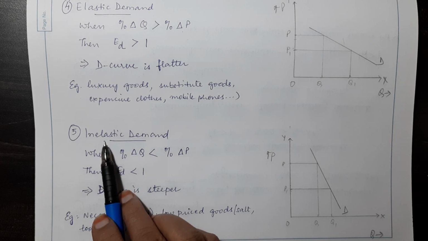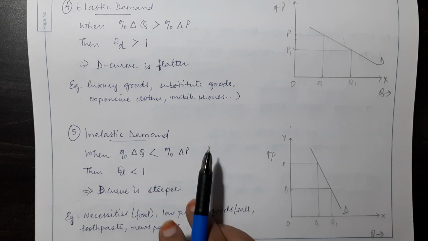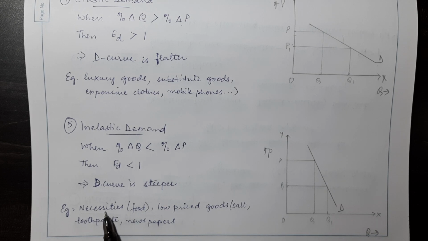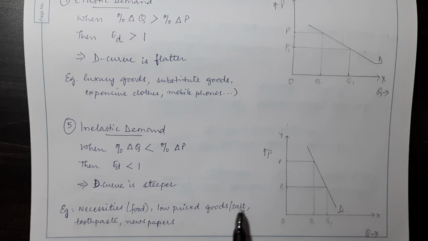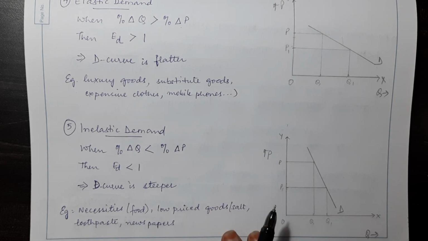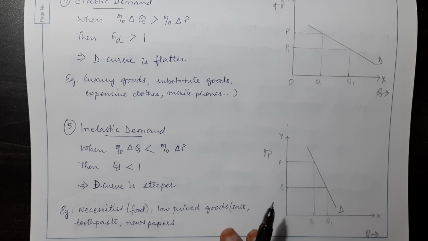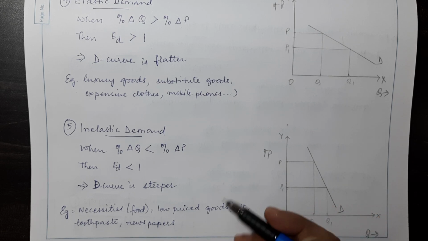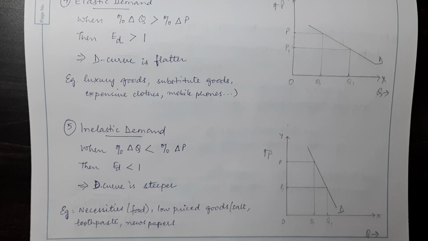an inelastic demand. Now we find this with products like necessities like food, low priced goods or salt, toothpaste, newspapers and all. Why? Because these form a very small fraction of the income of a consumer. So when there is a lot of change in price also, very little change in quantity is found.